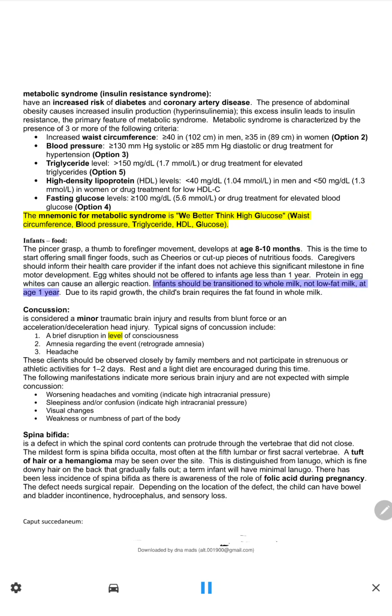Infants should be transitioned to whole milk, not low-fat milk, at age 1 year. Due to its rapid growth, the child's brain requires the fat found in whole milk.